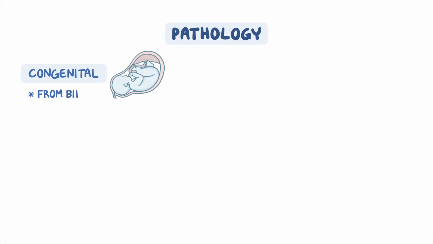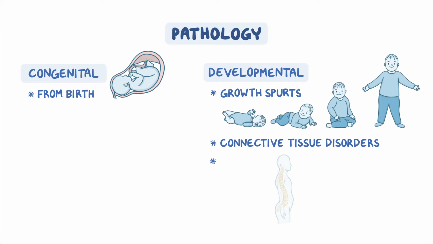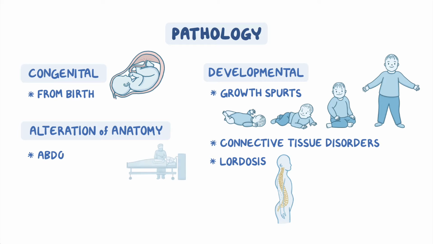The structural anomaly can be congenital, meaning from birth, developmental, such as with growth spurts, connective tissue disorders, and lordosis, or caused by an alteration of anatomy due to abdominal or spinal surgery, or abdominal trauma.